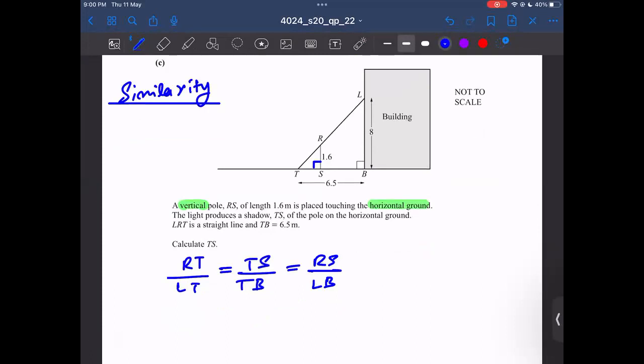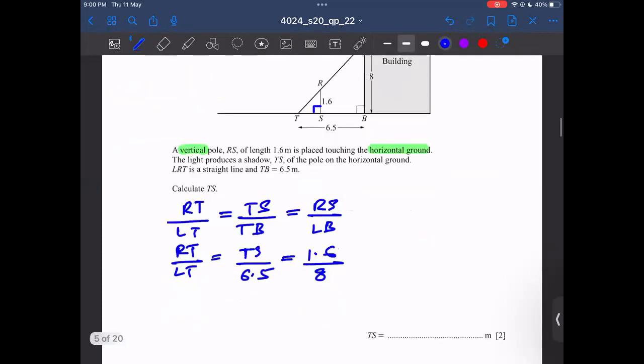So I don't know the value of RT. What is the value of RT? I don't know this value. I don't know the value of LT. Do I know the value of TS? No, that is what we need to find out. We know the value of TB, that is 6.5. We know the value of RS, that is 1.6. We know the value of LB, that is 8.